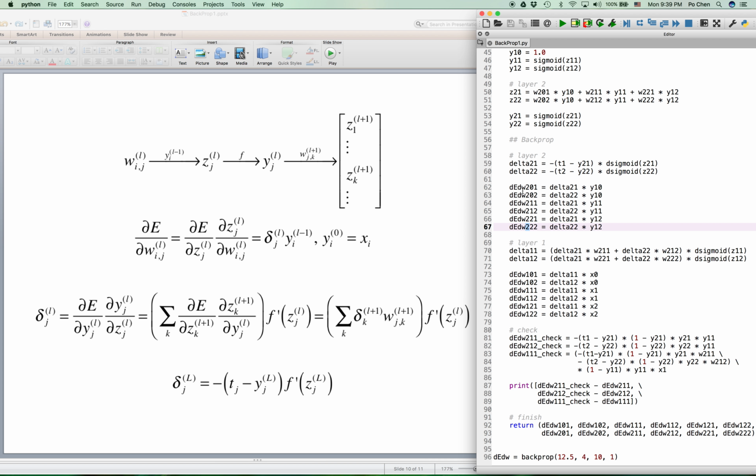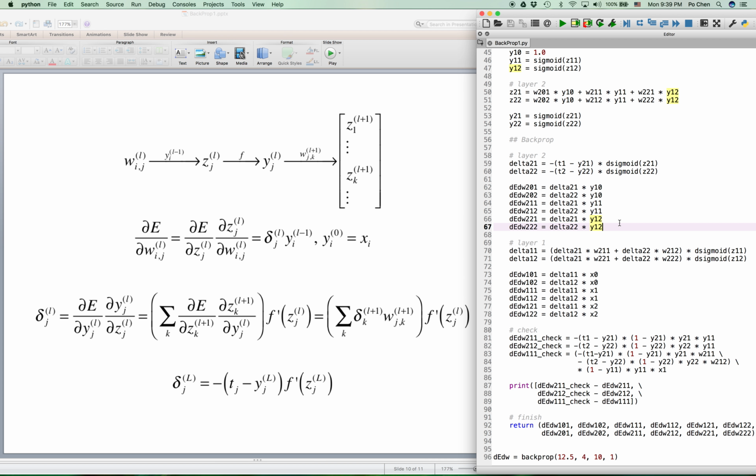And then for dE over dW 2 0 1, i equals 0 and j equals 1. So j equals 1, that's delta 2 1. i equals 0, so it's y 1 0. That's exactly the translation of this particular expression. So as long as we get the indexes right, the calculation is going to be correct.